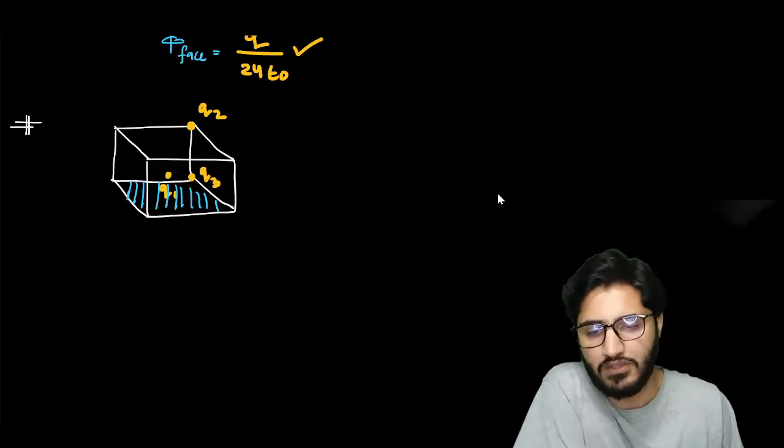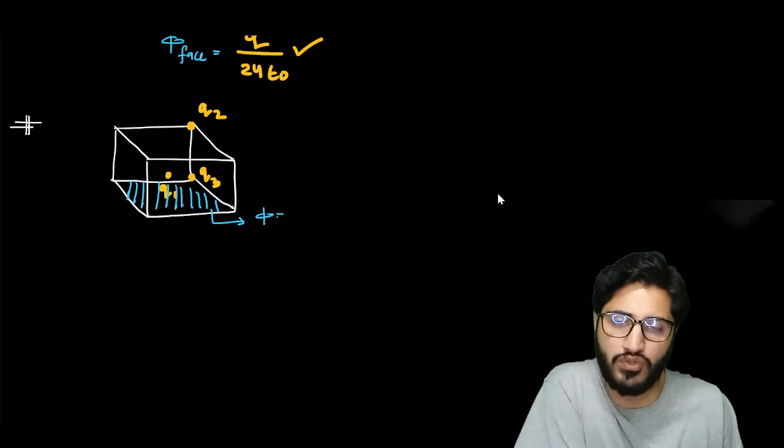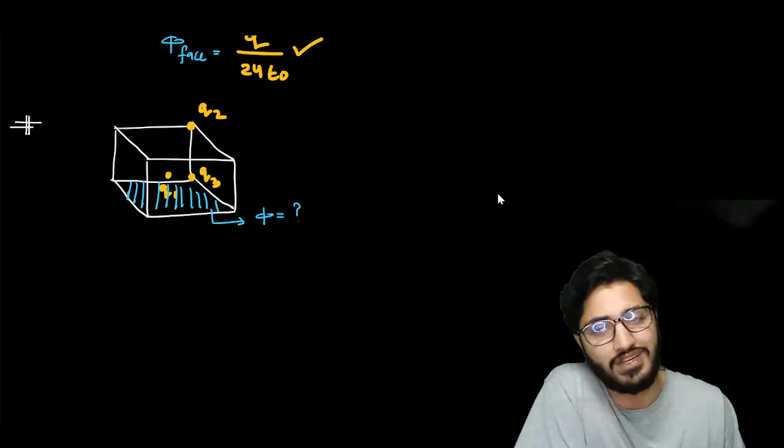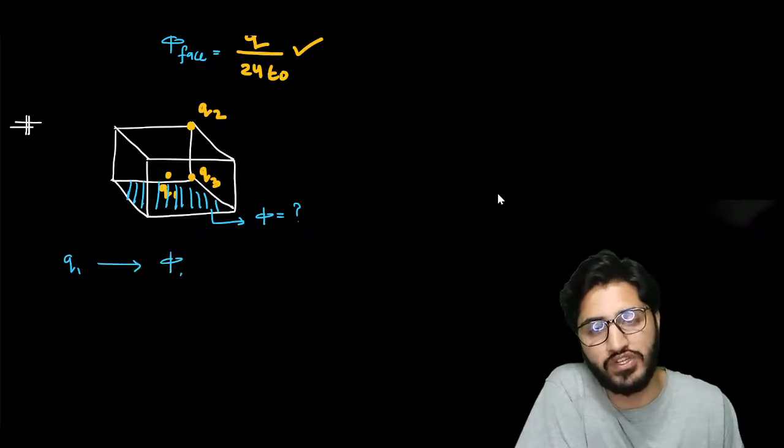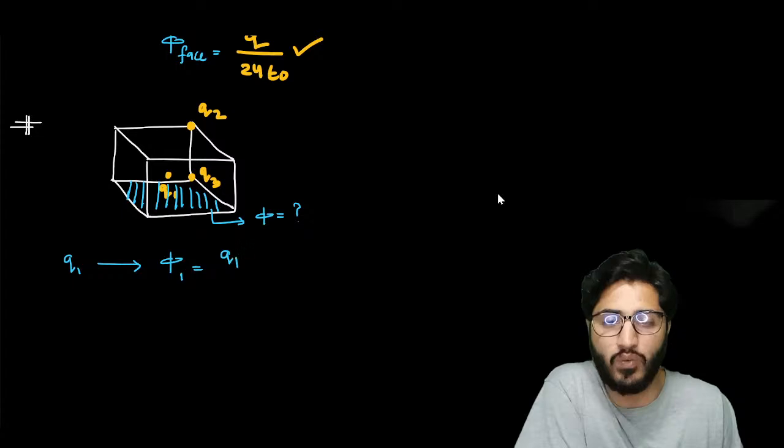Find flux through this shaded portion. Okay, so we have 3 charges. If we talk about Q1 charge, it is at the center. So my flux due to the first one would be Q1 divided by epsilon naught into 1 by 6.